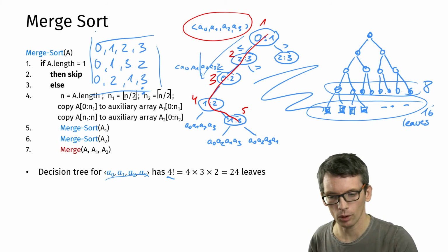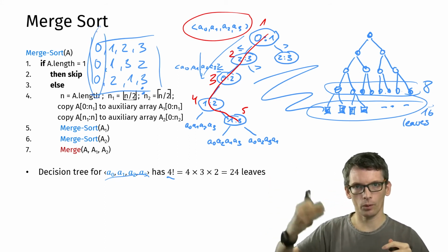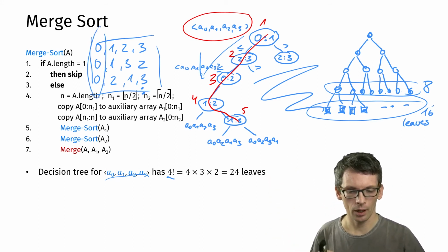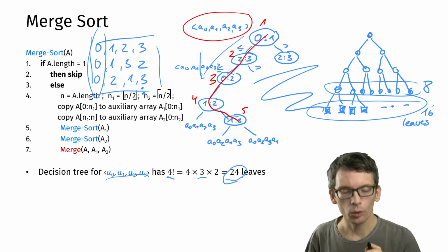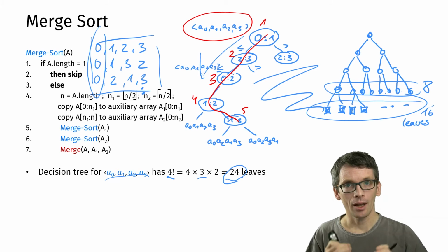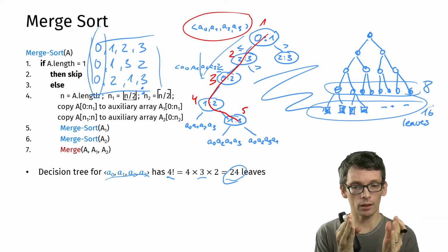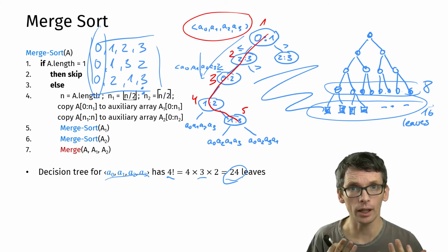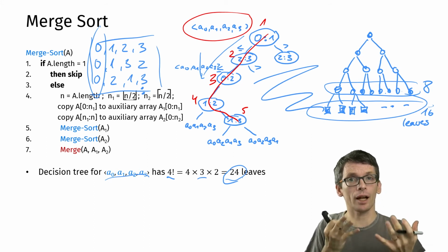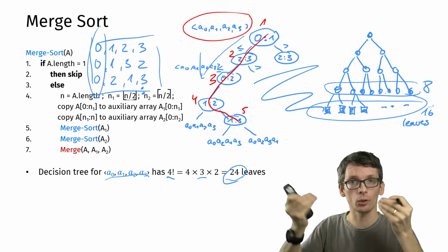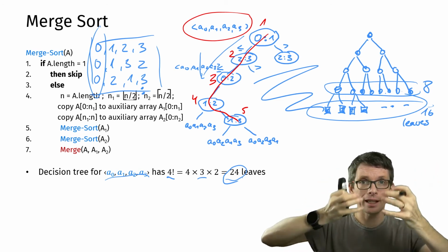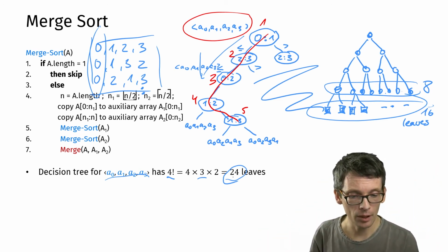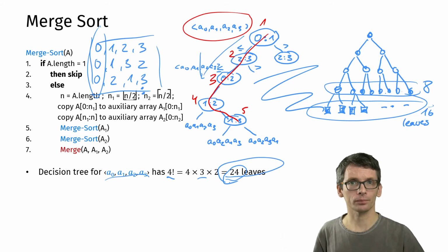times 3 times 2. So I have 4 options for what's at the beginning, 0, 1, 2, or 3, times 3 for the next one, times 2. So 24 permutations, meaning that if each of these ends up in a different leaf, and each of these has to end up in a different leaf for the algorithm to be correct, otherwise there are 2 different permutations that get exactly the same sequence, it means I need 24 leaves.